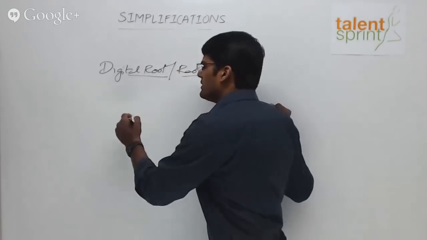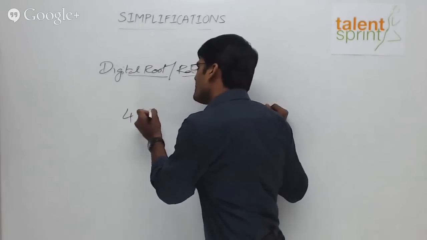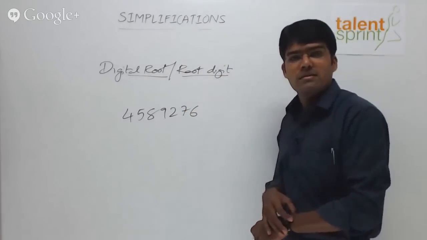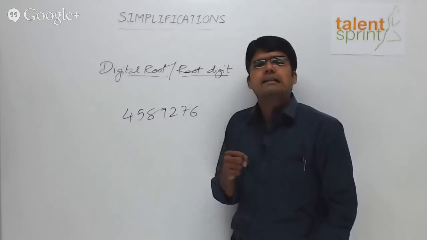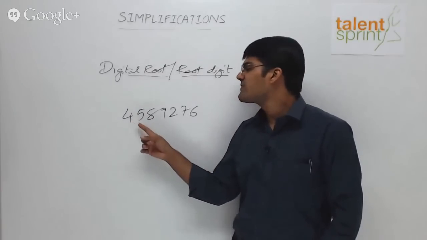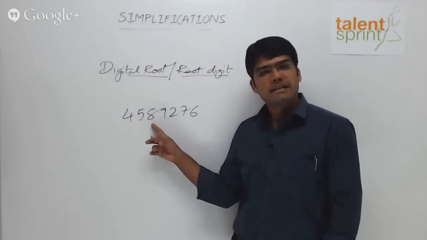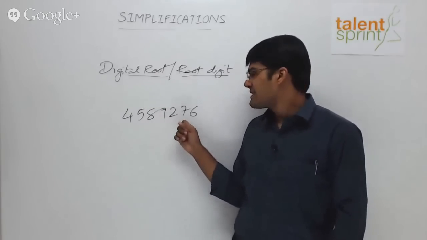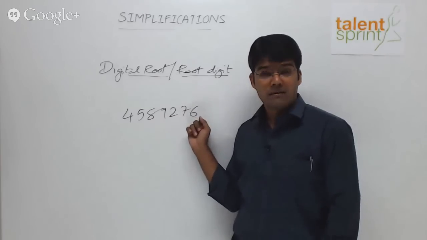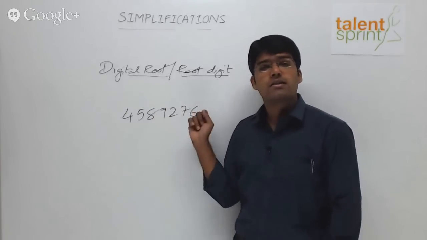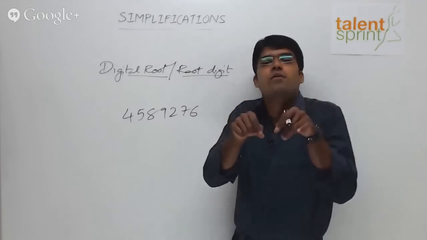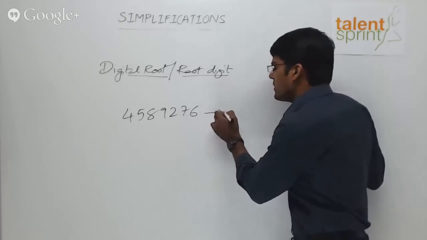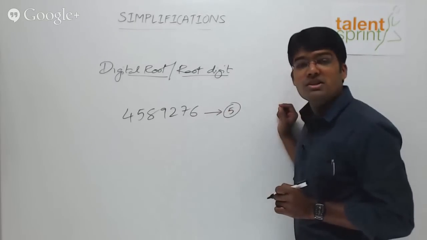For example, the number here is 4589276. What is the digital root of this number? What is the root digit of this number? Keep adding the digits till you get a single digit number. 4 plus 5, 9, 9 plus 8, 17, 17 plus 9, 26, plus 2, 28, plus 7, 35, plus 6, 41. If you add all the digits, you get 41. Again, add the 2 digits in 41 because we have to arrive at a single digit number. 4 plus 1, 5. So the root digit here is 5.